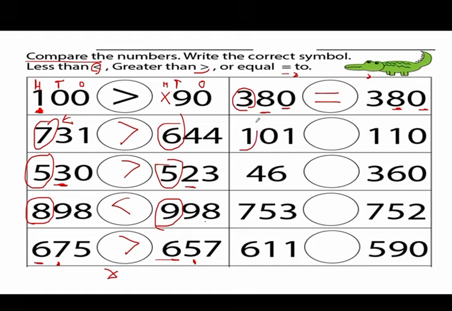Look at the hundreds. 1 and 1. Equal. I go to the tens. 0 and 1. Which one? The 1. So 110, the bigger. Who can tell me 46 or 360? Of course, the number that has the hundreds. So 360. 46 is less than 360.